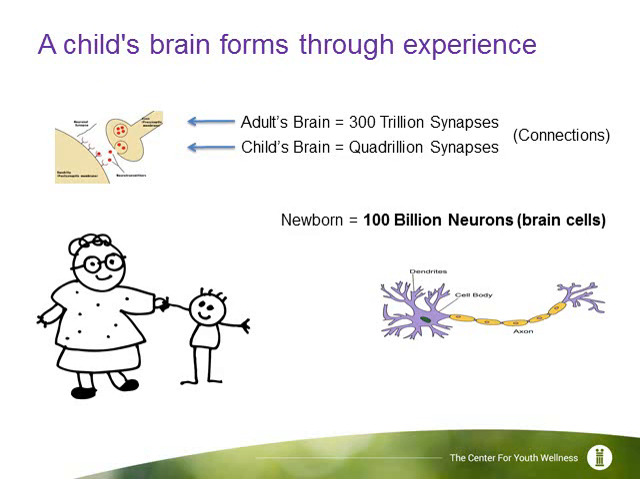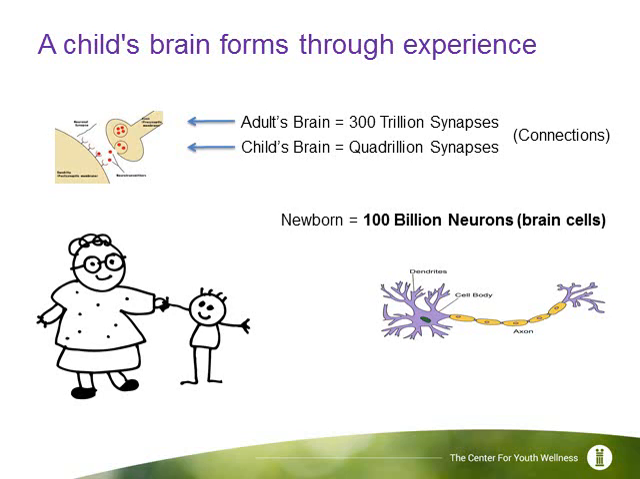A child's brain forms through experiences, and this process is called neuroplasticity. Let's take a few moments to go into this idea in more detail. Remember, a synapse in the brain is the connection point between 2 neurons, and this is the place where neurotransmitters like adrenaline flow. An adult's brain has 300 trillion synapses. A child's brain has a quadrillion synapses, or connections. A baby is born with 100 billion neurons, or brain cells. But those quadrillion synapses haven't been built yet. They haven't formed. They're formed by experiences.